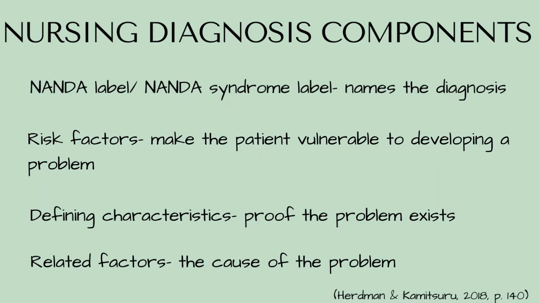Defining characteristics are signs and symptoms which demonstrate the presence of the problem named by the diagnostic label. Think of them as proof of the presence of the problem. The related factors or etiology are those things that happen which cause the problem or syndrome named in the diagnostic label. Only actual diagnoses have related factors. Now that we know each component, let's look at the different types of nursing diagnoses and how these components are combined to formulate them.